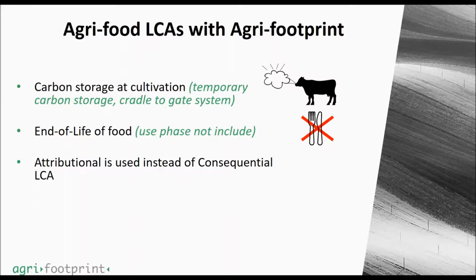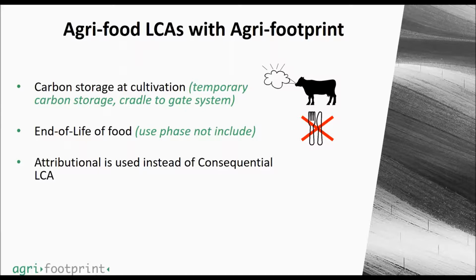Moreover, attributional modeling is used instead of consequential. These are two different methods of modeling intending to reply to different questions. So attributional modeling, which is the one we are using in Agri-footprint, is about how things are flowing within a chosen temporal window, so pollutants, resources, and exchanges among processes. And this is also the most commonly used method.